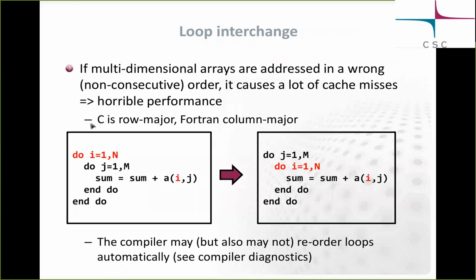Bearing in mind that C is row major in memory. In C, everything goes row major, and in Fortran, everything goes column major.